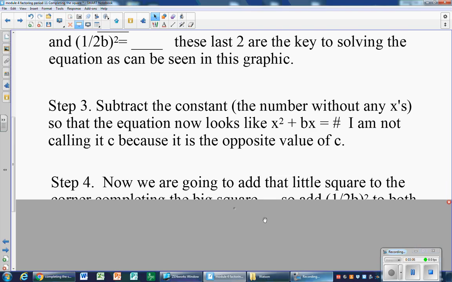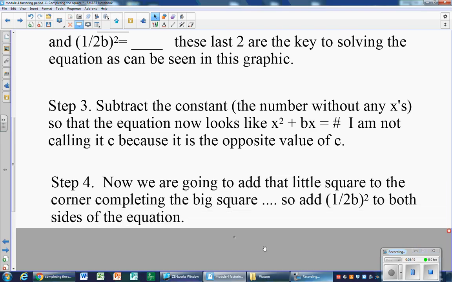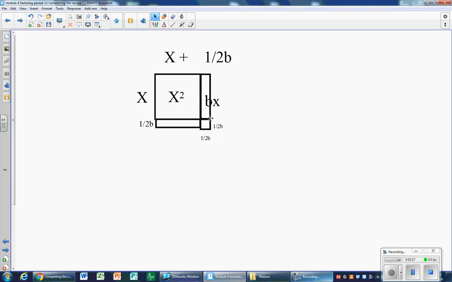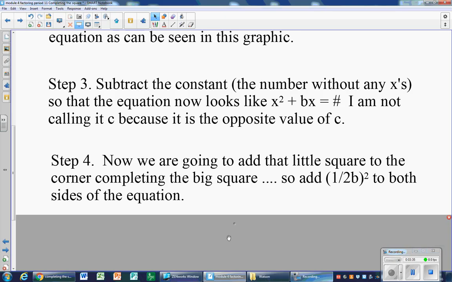Step number 4. Now we're going to add that little square into the corner by completing the big square. So I add 1/2 b squared to both sides of the equation. That's called the additive property of equality. Remember, no matter what I do to an equation, if I add something to the left and something to the right, it's still going to be equal, so it's balanced. I didn't change anything. Even though I made the area larger, I also made whatever it equaled to larger also, because we're adding it to both sides of the equation.